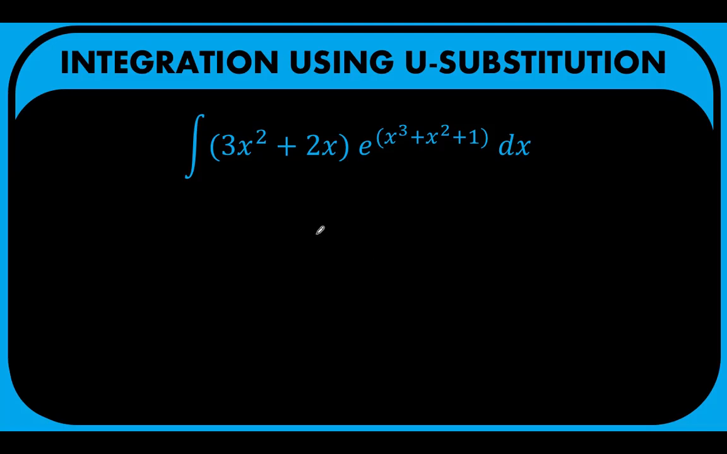In our problem, we have here two factors. You have this first factor, and you have this other factor, and we would like to get the antiderivative. Now, from the given, it is clear that e raised to x cubed plus x squared plus 1 is a composite function. The outer function is e to this exponent, and the inner function is this exponent itself. So if the derivative of the inner function happens to be one of the factors here, that's exactly the right time to apply this U-substitution technique.